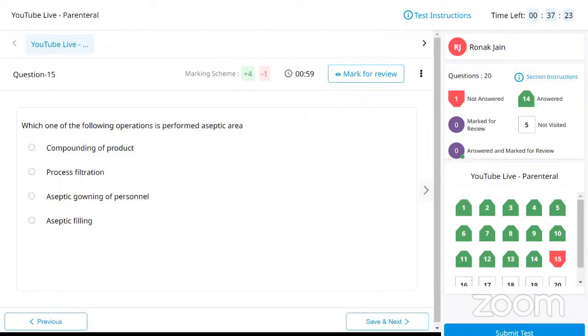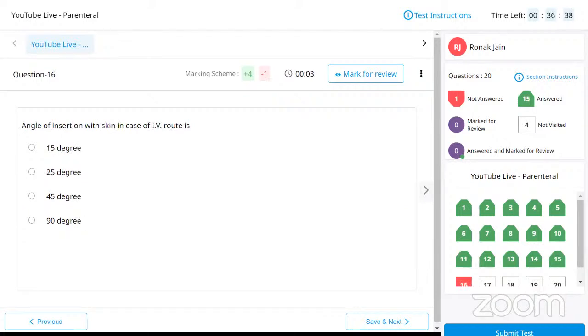Process filtration. Filtration again is a method, a step which is there when we manufacture or make the parenterals. Aseptic gowning of personnel, no. Gowning is again a process where the scientist or the operator will be gowning himself because the body cannot be exposed to the area directly. And aseptic filling. So aseptic filling is the right option because the area for filling inside the primary packaging material should be aseptic. So aseptic filling is performed in the aseptic area.